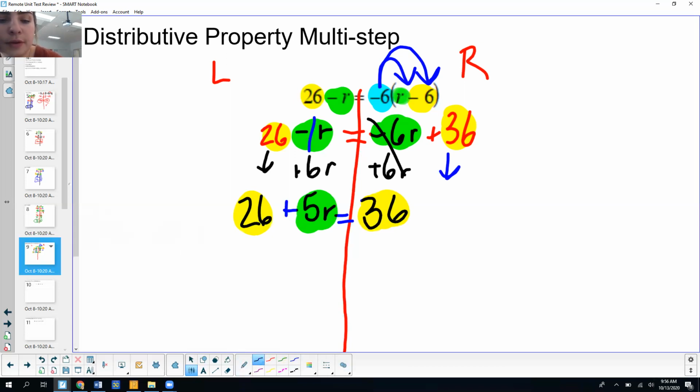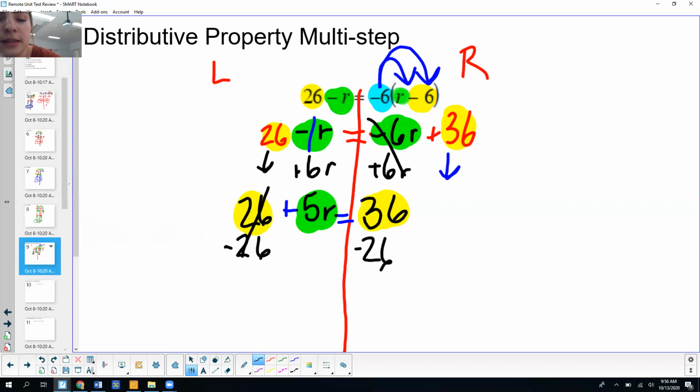All right, remember I want all my variables by themselves, all my constants on the other side. So I want 5r by itself. So I'm going to go ahead and move this 26 over to the right side so that I can get it over there with its other constant friend. So I'm going to go ahead and move 26 by subtracting it from both sides.